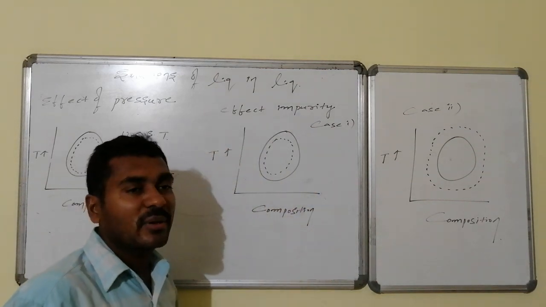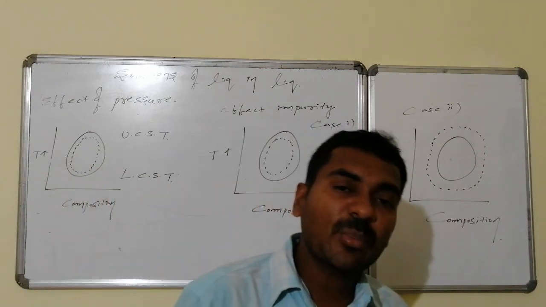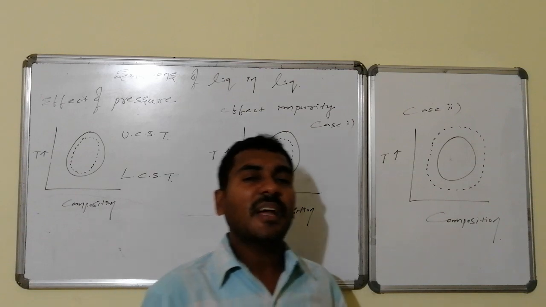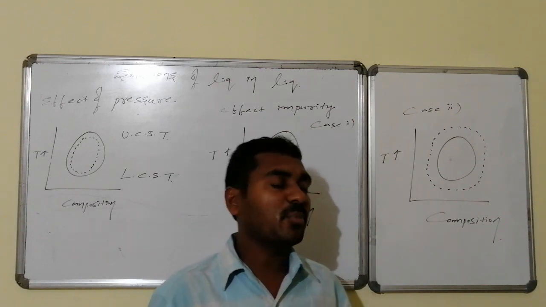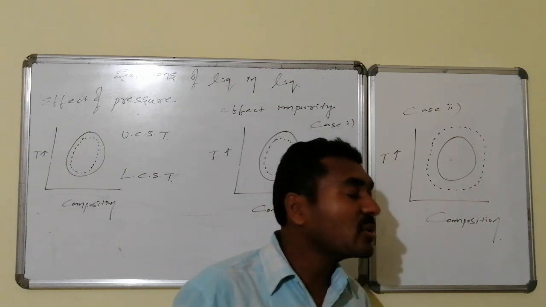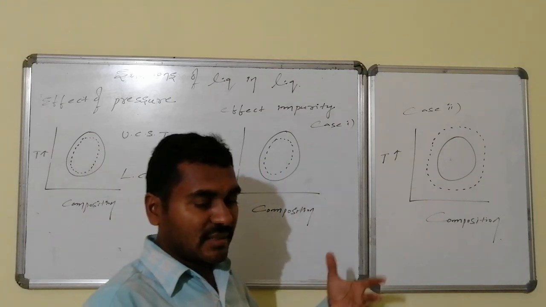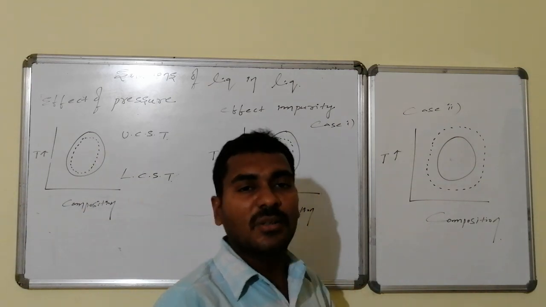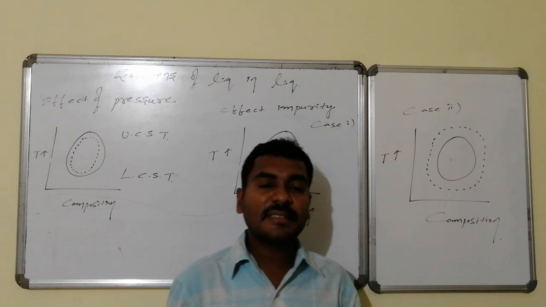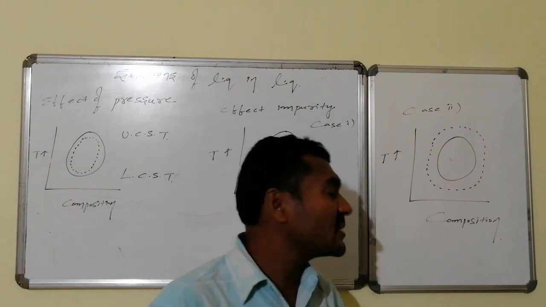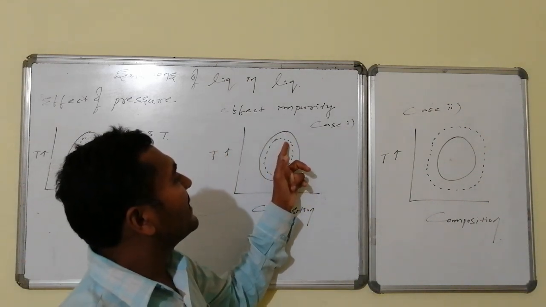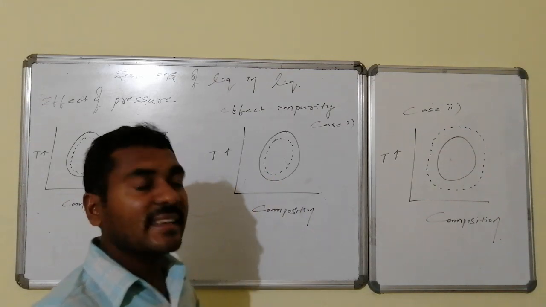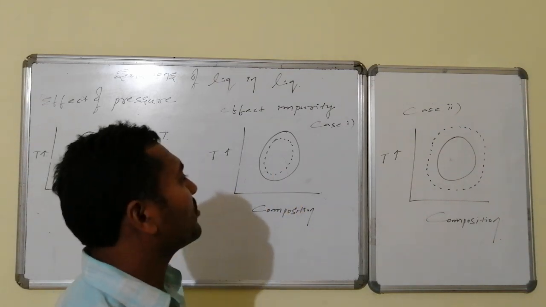Similarly, the effect of impurities. The impurity can be soluble in both components, or soluble in a single component. If it is soluble in both components, then it interacts with both varieties of components. As a result, solubility increases. Thus, the upper CST decreases and the lower CST increases, similar to the effect of pressure.